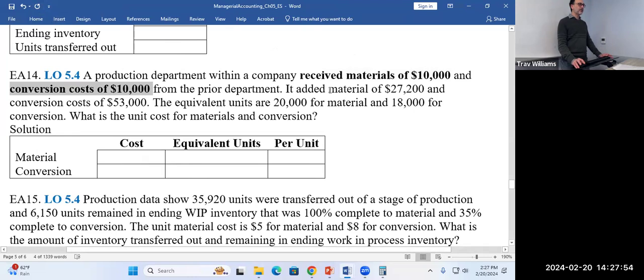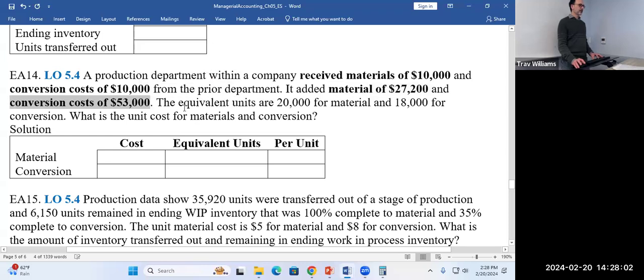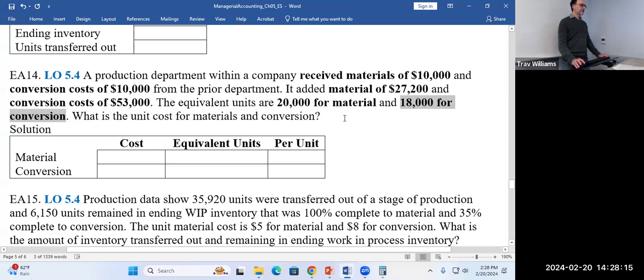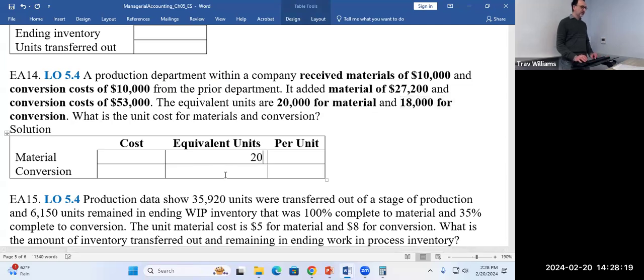Then that department added its own material costs and some conversion costs. Equivalent units were already calculated for us. It's 20,000 for material, 18,000 for conversion. In fact, equivalent units, we can just put those in here already. Make it easy.